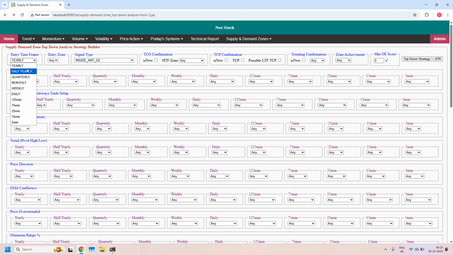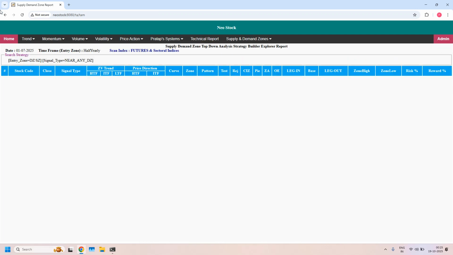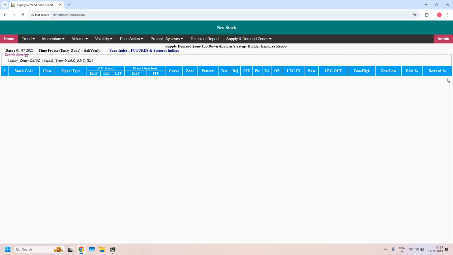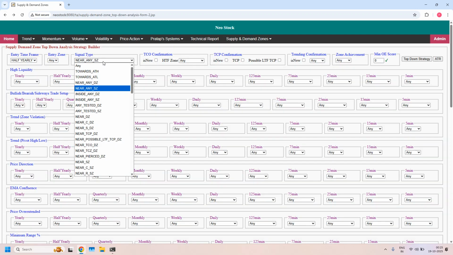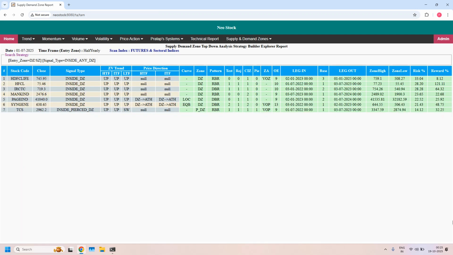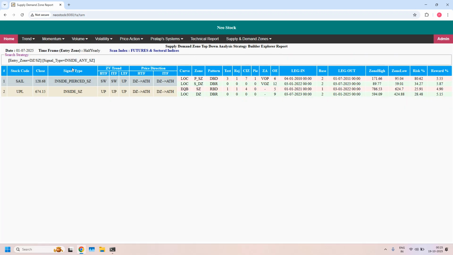So next time frame, half yearly. Stocks near half yearly demand zone, no stocks. Stocks near half yearly supply zone, also no stocks. Price closed inside the half yearly demand zone, we got 7 stocks. Next, price closed inside the half yearly supply zone, we got 2 stocks.